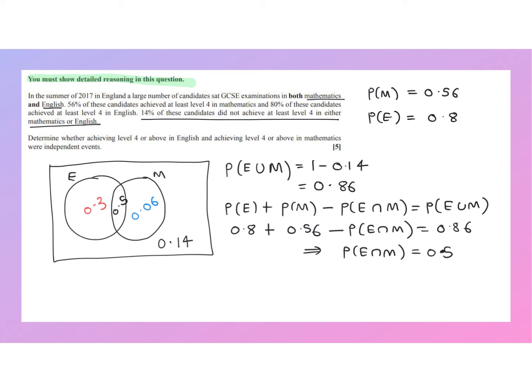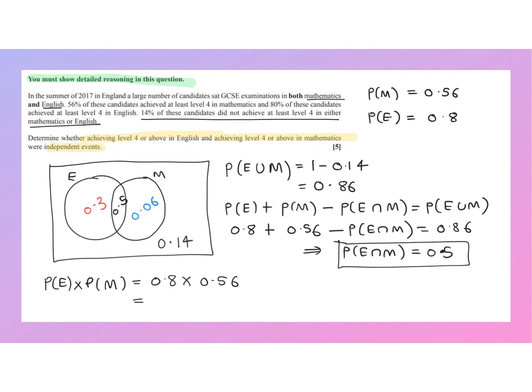So we have all the information we need because the question says determine whether achieving level 4 or above in English and level 4 or above in maths are independent events or not. So we know the probability of the intersection is 0.5. Let's work out the probability of E multiplied by the probability of M. So that is 0.8 multiplied by 0.56. If we work that out, I think we can already see where this is going, but we need to make sure we confirm this.